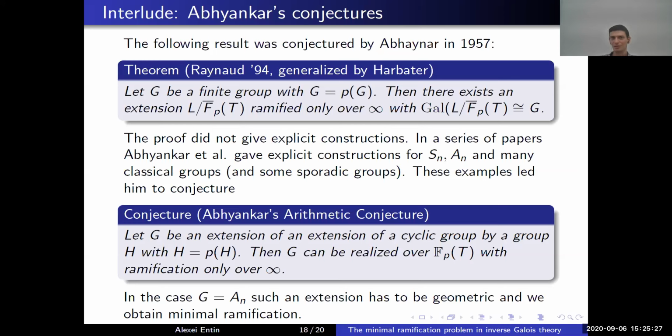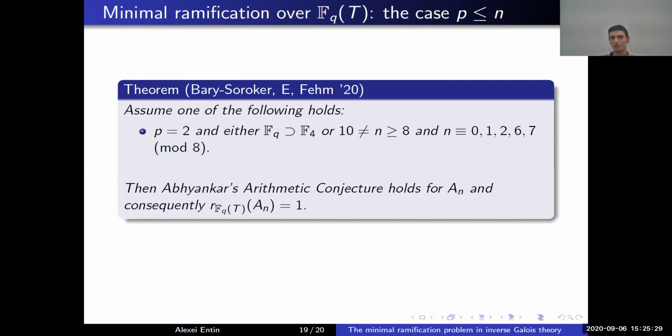And indeed, we do settle this conjecture for An in some cases, at least. So if either p is 2 and the small restriction on n mod 8 holds, or p is between 2 and n minus 1, or p equals n, or p is n minus 1 and F_q contains F_{p^2}. So in all of these cases, we can prove Abhyankar's arithmetic conjecture for An, and as a corollary, obtain the conjecture on minimal ramification for An.